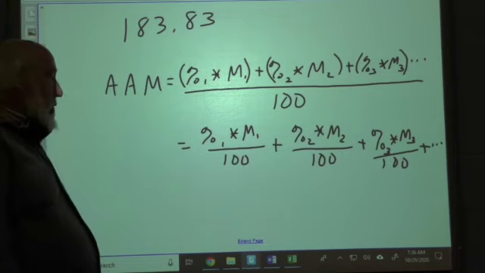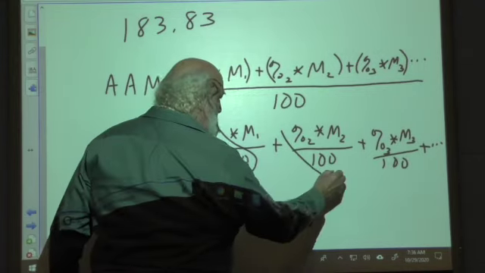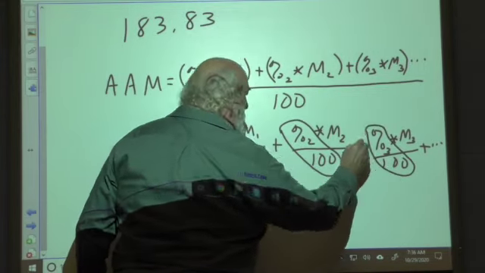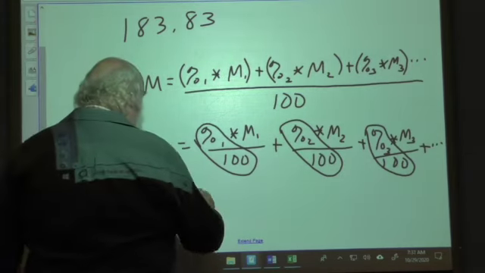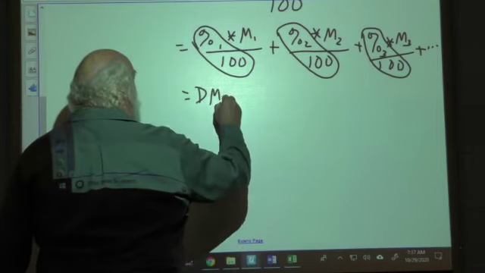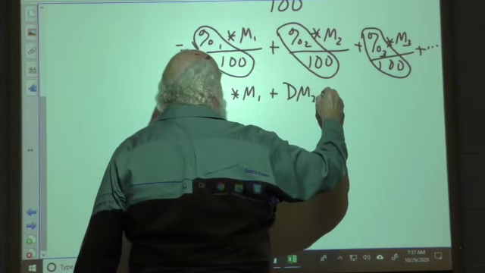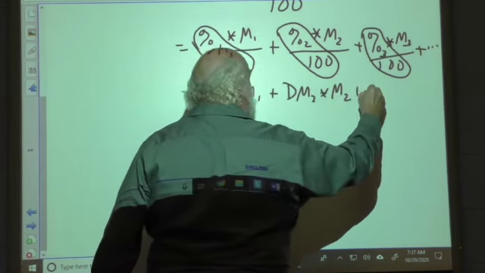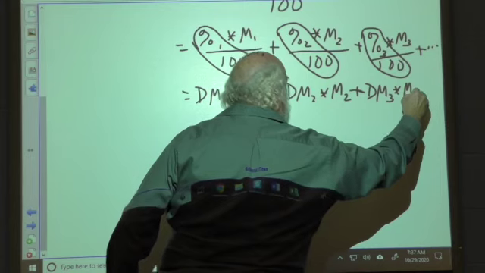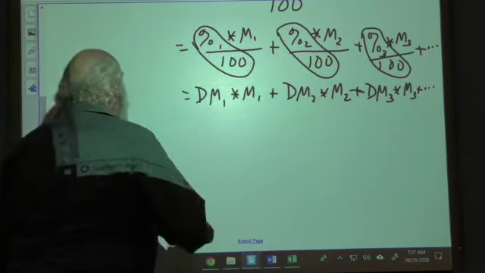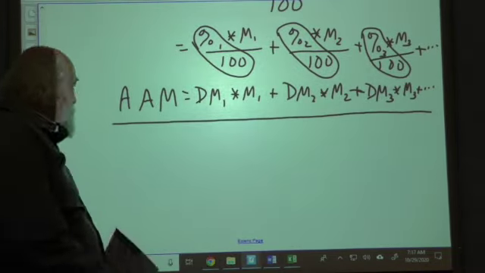So what I'm going to do now is change the percentages to decimal values by dividing each of them by 100. And I'm sure you've done this in math before, converting percentages over to decimal values. So this becomes the decimal value of 1 times the mass of 1 plus the decimal value of 2 times the mass of 2 plus the decimal value of 3 times the mass of 3, and so on. And that will give you your average atomic mass. This is the formula that I use.